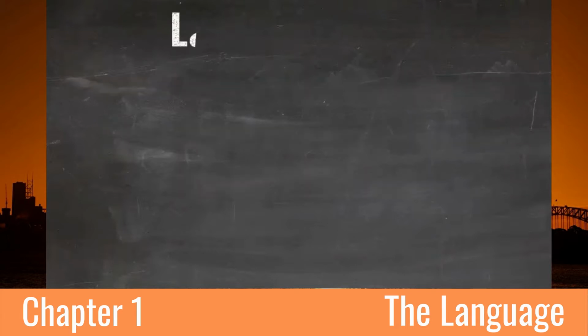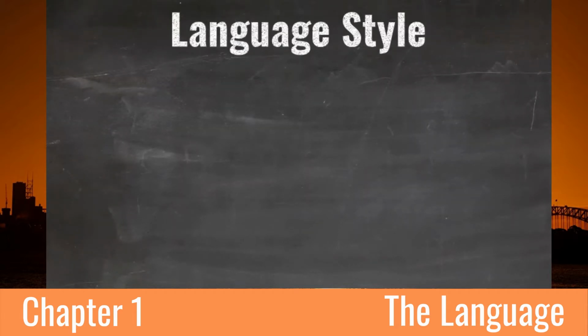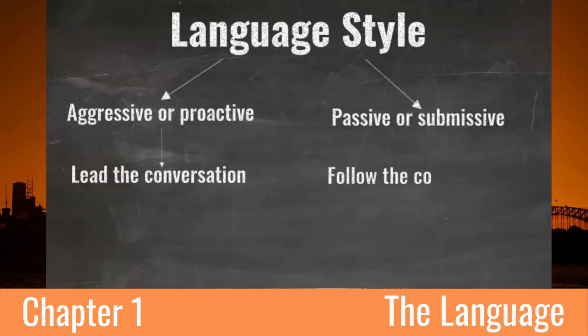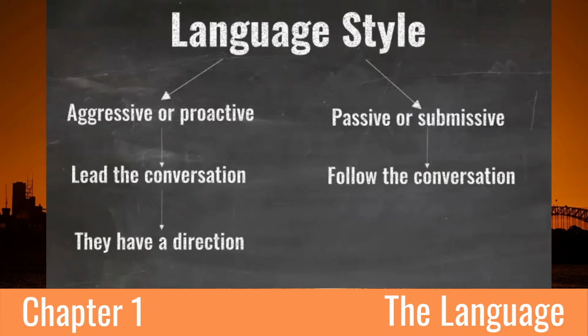Let's start from the language style. There are many language styles. I would like to collect them all into big macro categories. One of the two is aggressive or proactive. The other one is passive or submissive. Some people tend to lead the conversation while others tend to follow the conversation. Let us explore the group that lead the conversation. Whether they do it forcefully or gently, they are after something. They have a direction and they go in that direction, leading the conversation and inviting others to follow them.